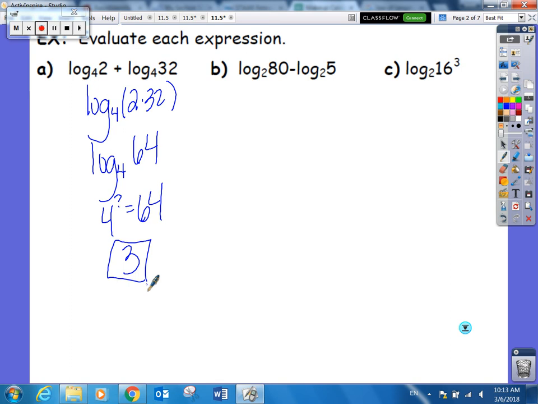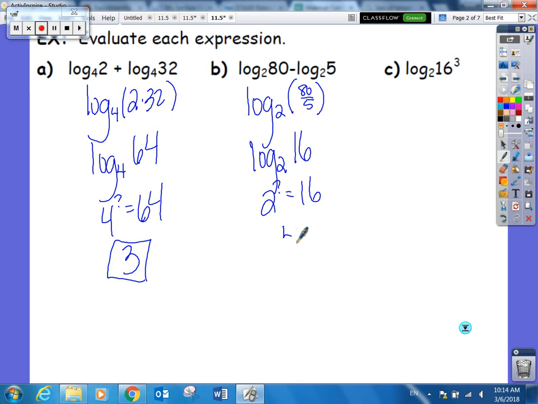Letter B, we could do that both ways also, but when we get to a certain point, 2 to the what equals 80 and 2 to the what equals 5, that's not something we can figure out. So we couldn't use a previous method with letter B because of the numbers involved. It all depends on what numbers are involved. Letter B, we have to use the law. It's number 2. Log base 2, if we're subtracting, it becomes 80 divided by 5. Log base 2, 80 divided by 5 is 16. So now we say 2 to the what equals 16, and you get 4.